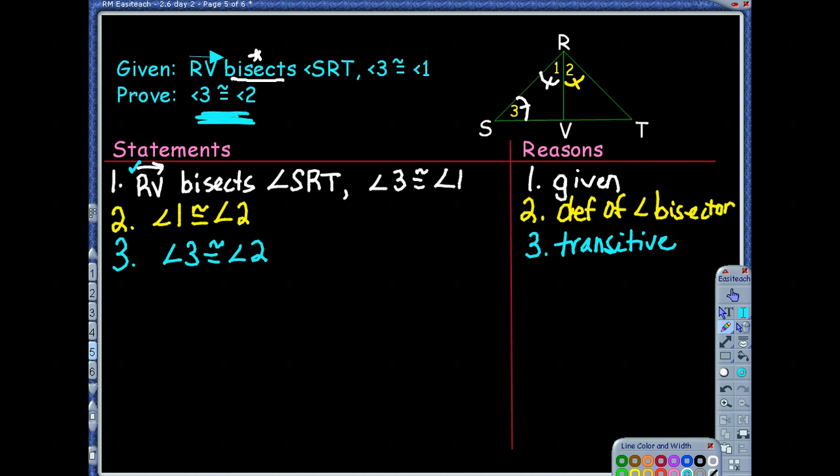Good deal. Again, transitive. A short proof. This one didn't deal with any linear pairs or vertical angles. Notice the picture isn't dealing with that. Supplementary, complementary, no right angles. This is just more practice from chapter 1 with the keyword of bisects.